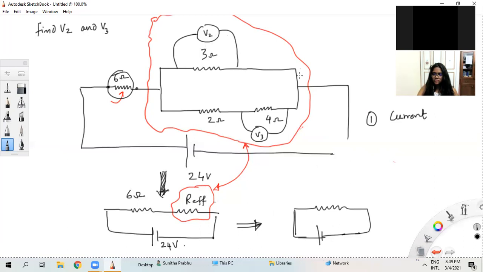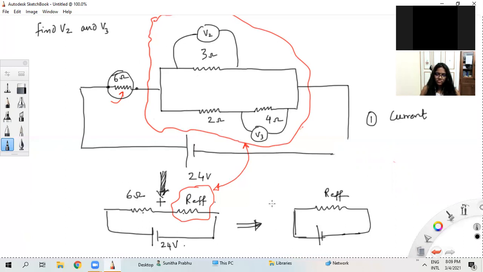See, first you think of this fellow. Are you able to see my cursor, Sana? You think of this fellow as a block. You take him. Then you recognize that these two are in series. You join them together and you get him. So it's a three-step process.